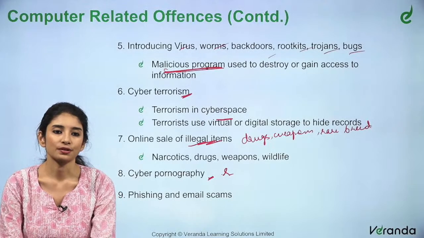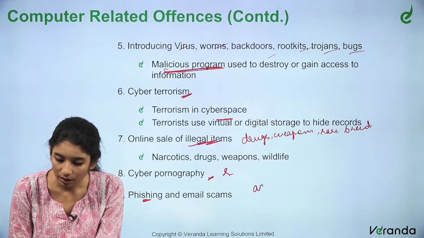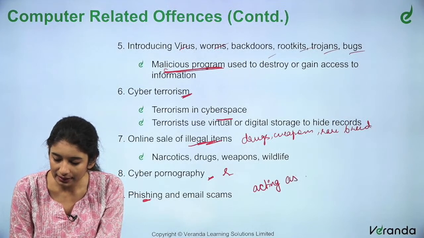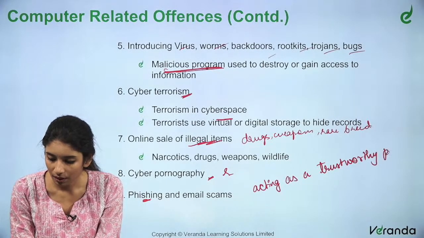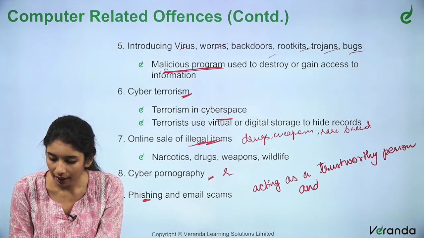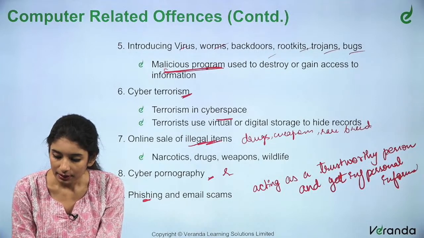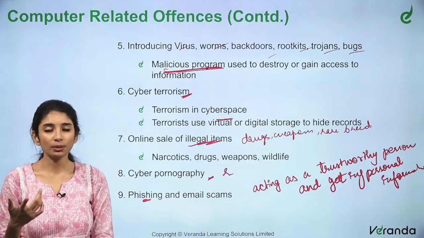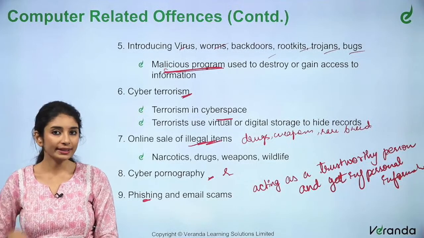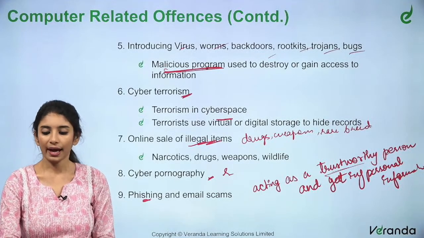Phishing and email scams. What is the meaning of phishing? Phishing means acting as a trustworthy person and getting personal information. Sometimes we've heard about phone calls that say that, you know, we're calling from Grofers or Swiggy. Can we have the OTP that is just sent on your phone? Can we have your card details? So, acting as a trustworthy person. They're actually not calling from those companies.